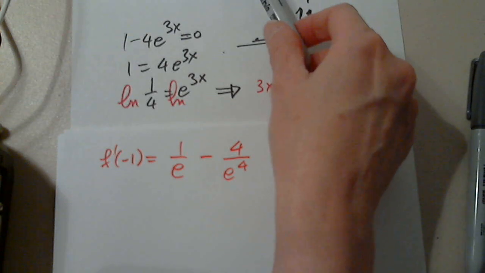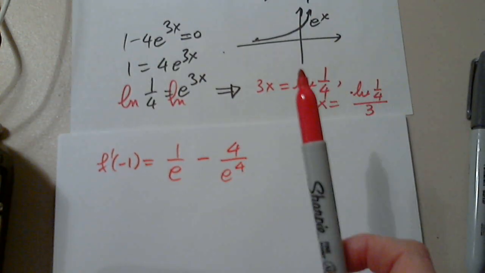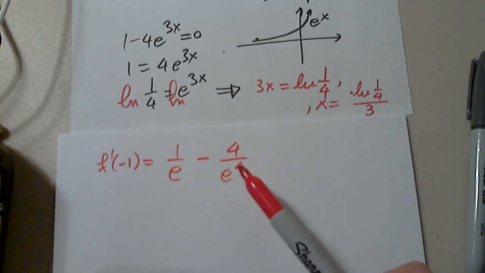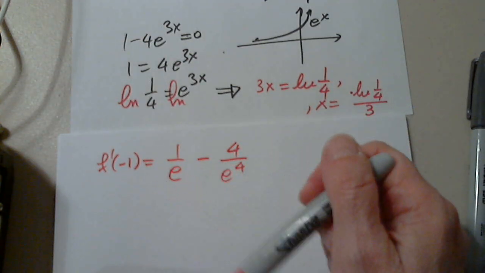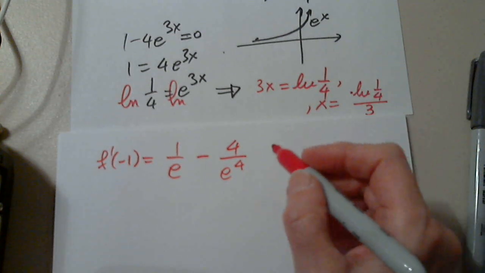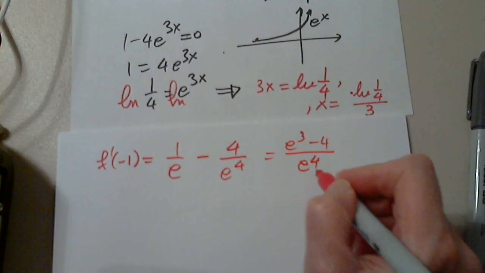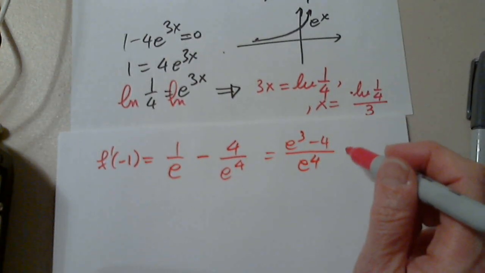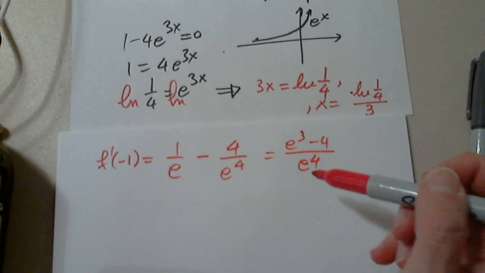Because I have 1 e to the x. E to the x is 1 over e because it's e to negative 1. And then negative 4 over e to the 4th. I should not be getting a negative number here at negative 1. I don't understand why the calculator gives us that. Can anyone calculate this again with your calculators? Because see, this is e to the 3rd minus 4 over e to the 4th. This cannot be a negative number. It's not possible.